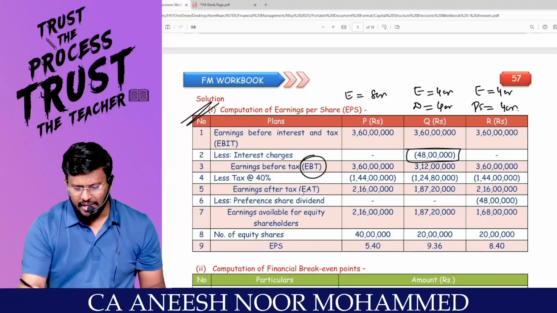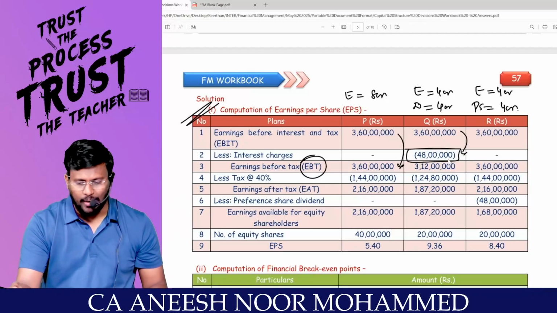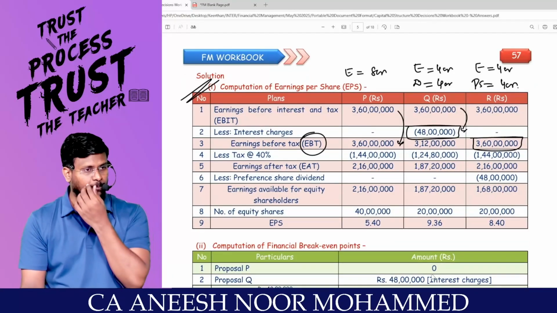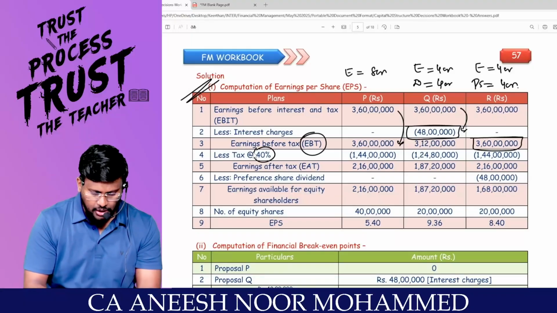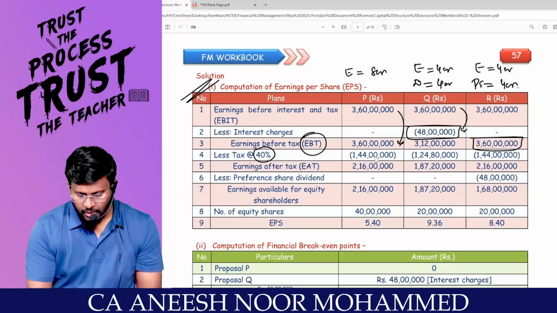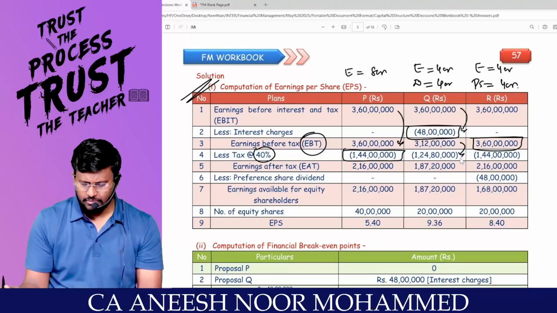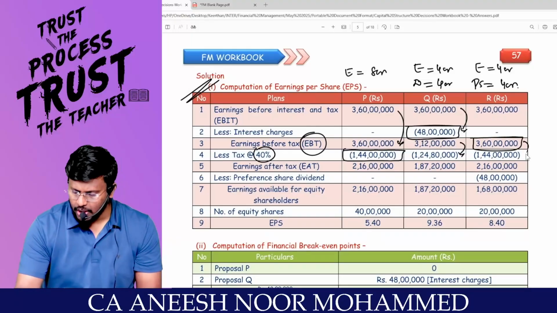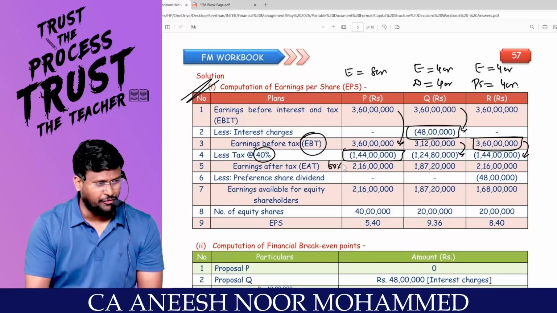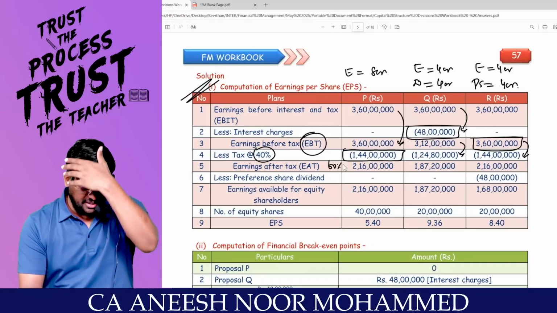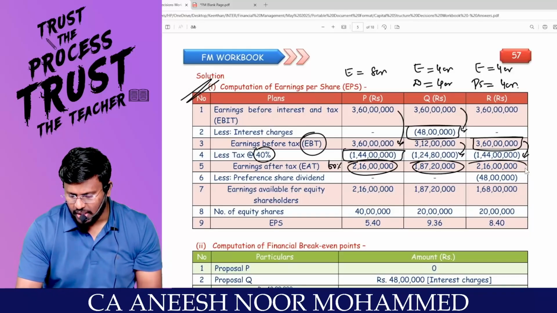So the earnings before tax will be 3 crore 60 lakh. 3 crore 60 lakh minus 48 lakh comes to 3 crore 12 lakh, and 3 crore 60 lakhs. Comfortable? Less tax at the rate of 40%. 3 crore 60 lakhs into 40% comes to 1 crore 44 lakhs. 3 crore 12 lakhs into 40% comes to 1 crore 24 lakh 80,000. What is the PAT? Profit after tax at the rate of 60%, balance only: 3 crore 60 minus 1 crore 44, 2 crore 16; 1 crore 87 lakh 20,000; 2 crore 16 lakh.